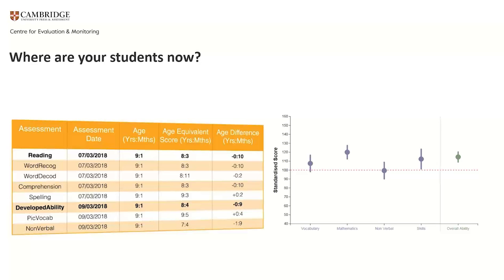So again, lots of information from this baseline assessment, which allows you to see where they are, how certain we are about that information, and how the different areas of the assessment compare to one another. For instance, for this student, you can see in vocabulary, in mathematics, and in the skills, and generally overall, they're quite well above average, moving up to the more able bracket. But in terms of their non-verbal skills, they are actually very much in line with the average attainment of the cohort.